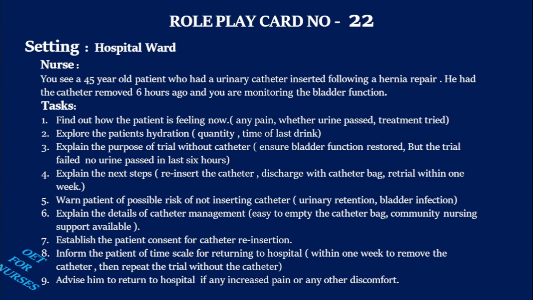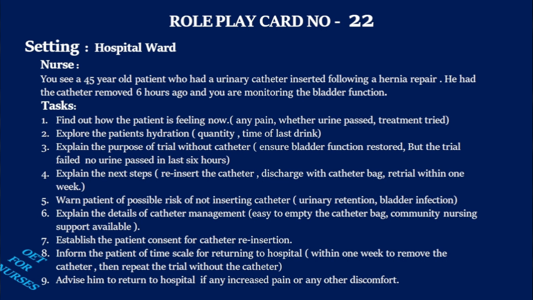First one says, find out how the patient is feeling now. Any pain, whether urine passed, treatment tried. Second one says, explore the patient's hydration, quantity, time of last drink. Third one says, explain the purpose of trial without catheter. Ensure bladder function restored, but the trial failed. No urine passed in the last 6 hours. Fourth one says, explain the next steps. Reinsert the catheter, discharge with the catheter bag, retrial within 1 week.